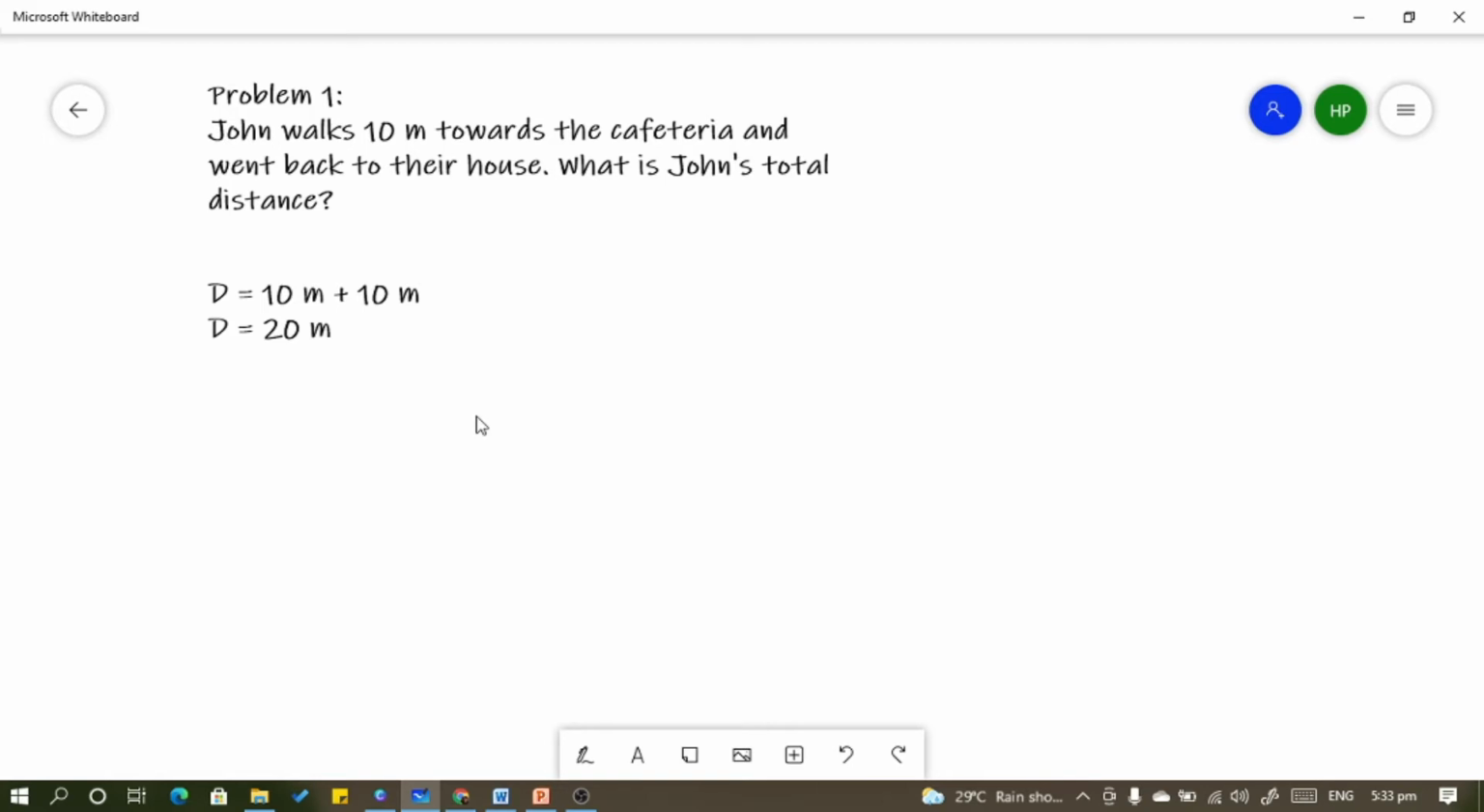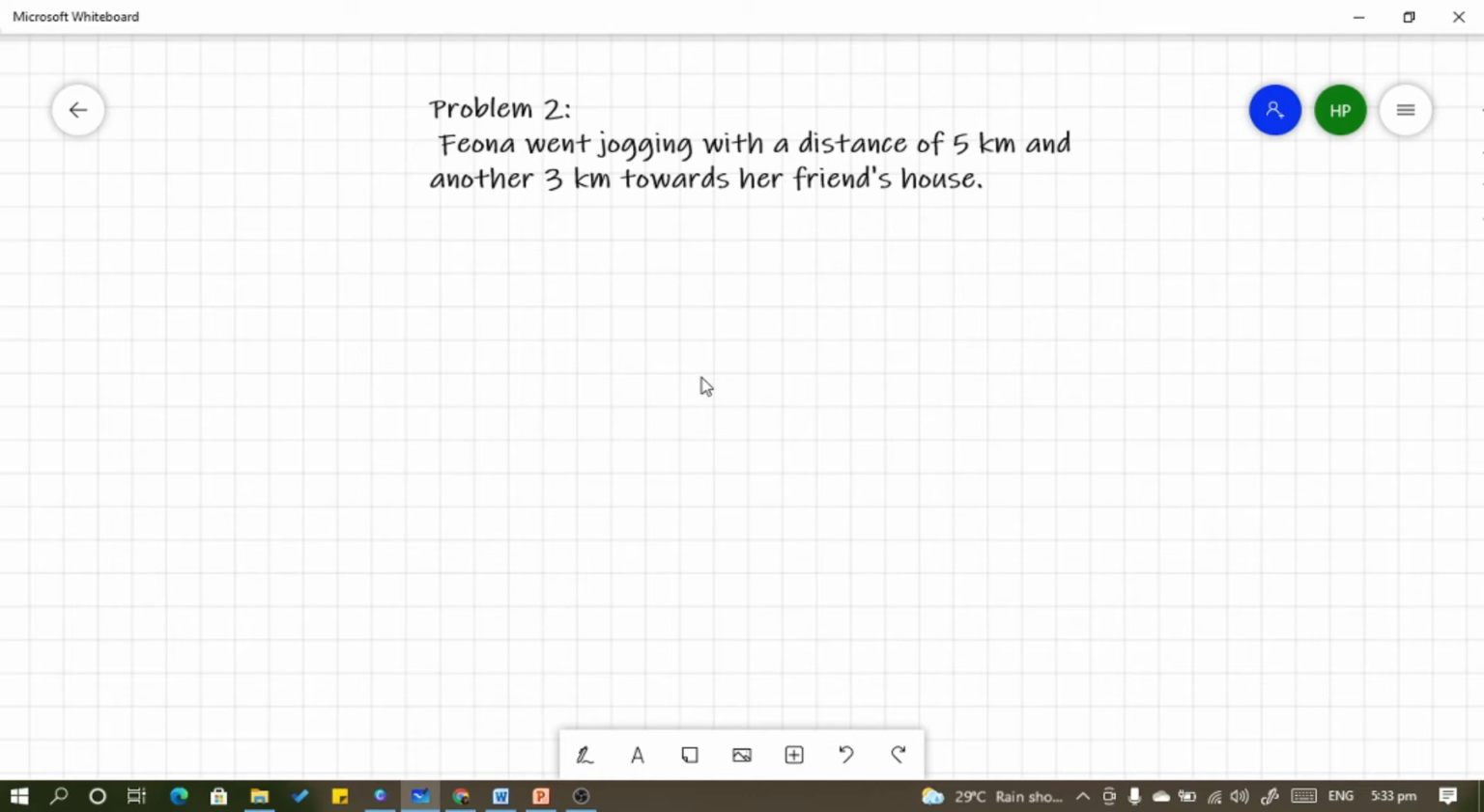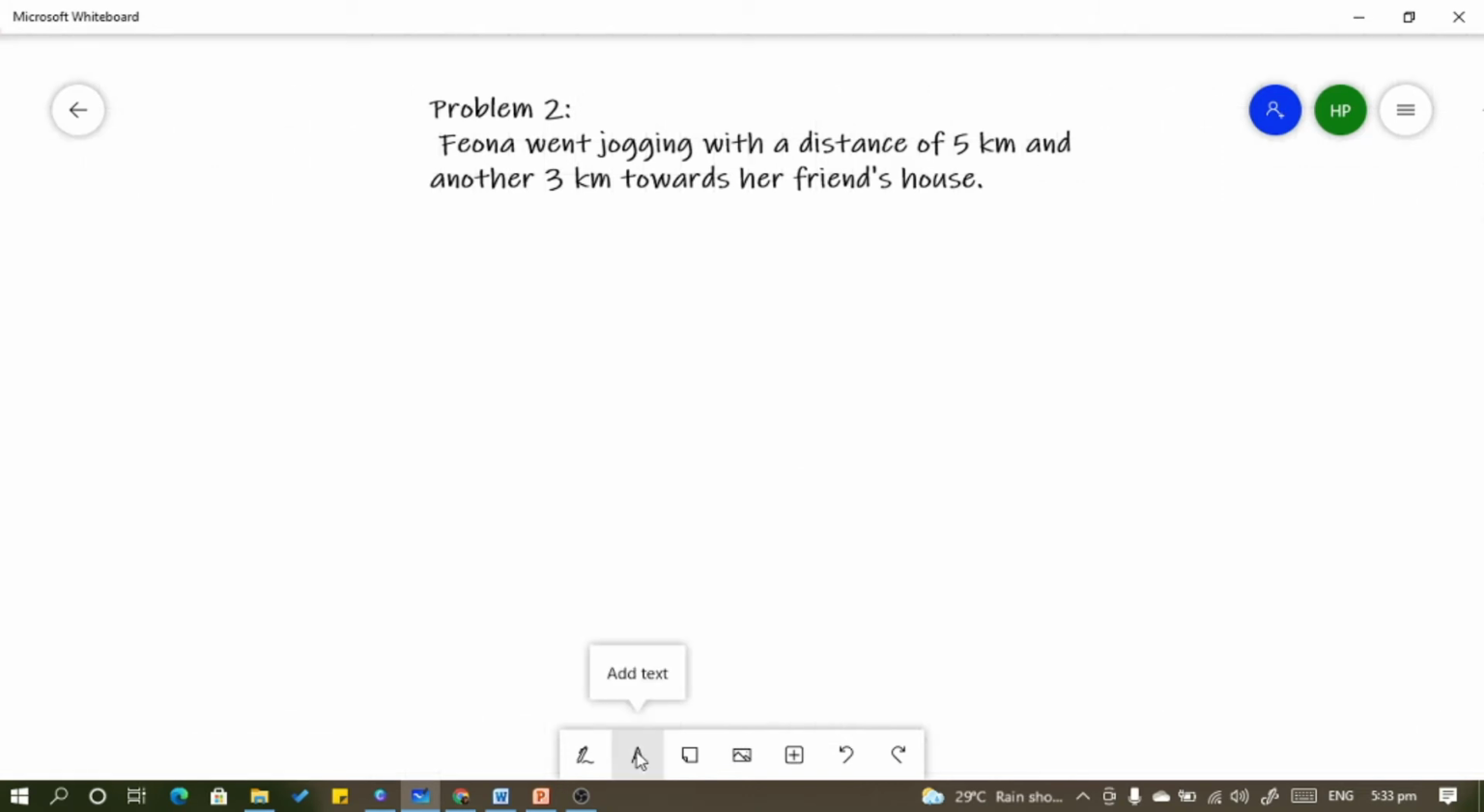Fiona went jogging with a distance of 5 kilometers and another 3 kilometers towards her friend's house. Now what is Fiona's total distance? So 5 kilometers plus 3 kilometers is 8 kilometers. So Fiona jogged 8 kilometers in total.